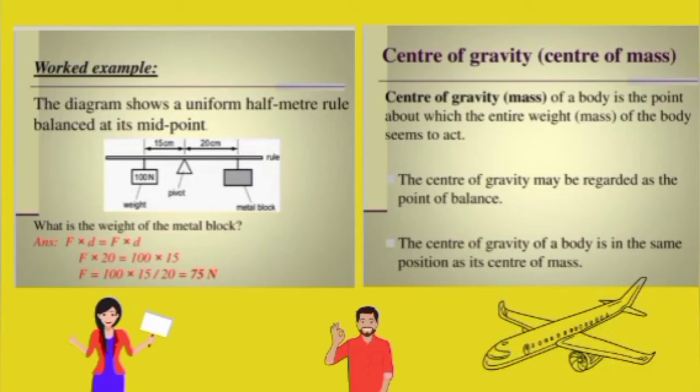Please take note. Now let's look at center of gravity, which is also called center of mass. The center of gravity of a body is the point about which the entire weight or mass of the body seems to act.